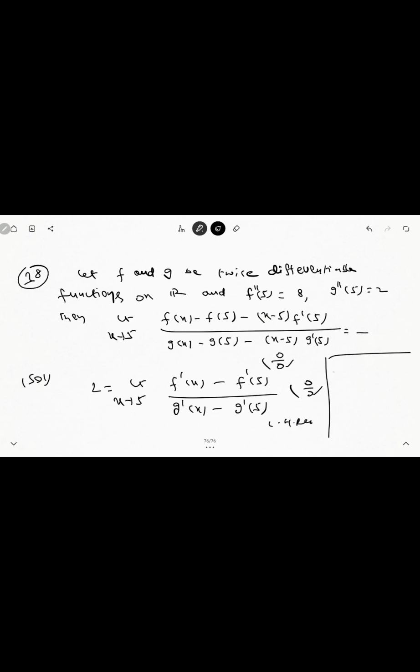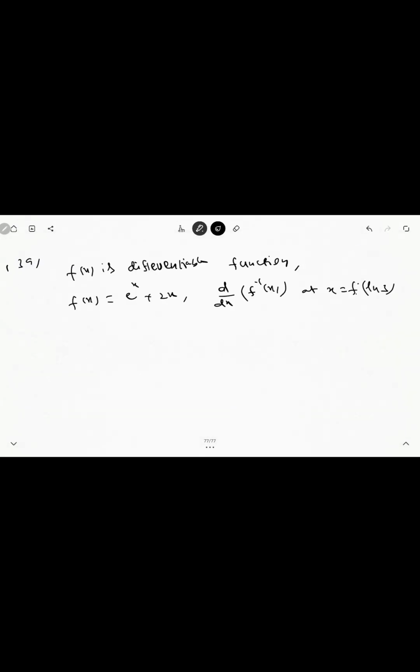So let me complete here. Limit x tends to 5, f double dash x by g double dash x, apply limit 5. We are getting f double dash 5 by g double dash 5. So what is that? 8 by 2, 4. Answer is 4 because already given these two values.